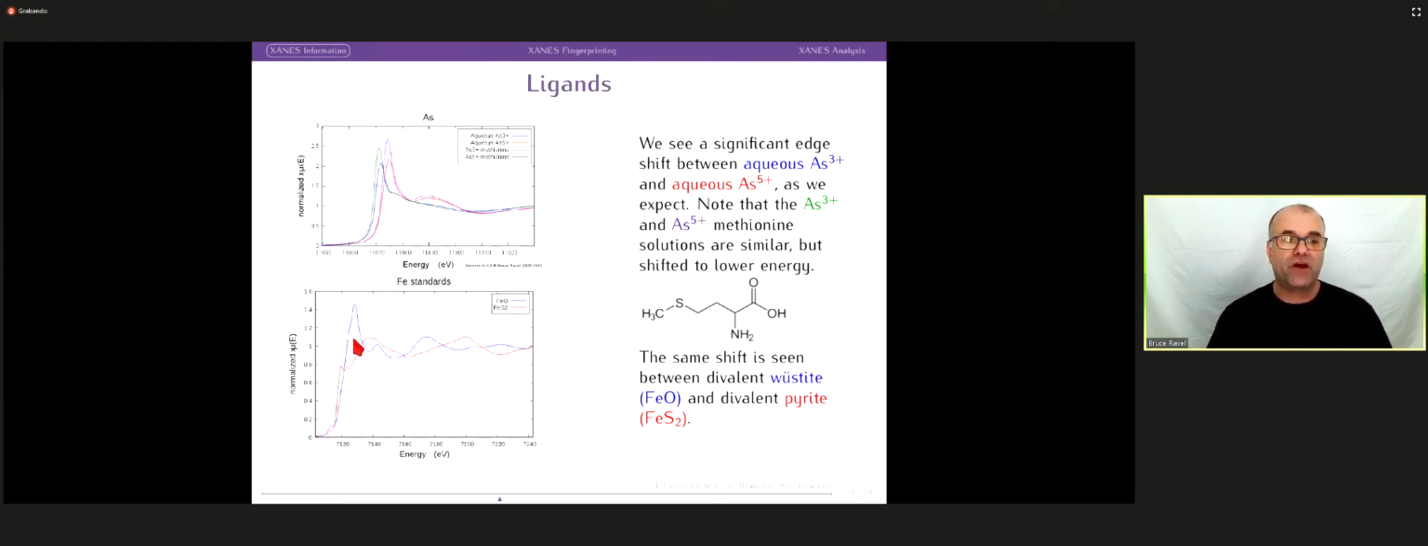Here is a similar example for iron. You see the difference between iron 2+ that is oxygen bound, that's just wurtzite, and this is pyrite, iron pyrite, fool's gold, also iron 2+ but bound to sulfur. And you see that there's a shift in the edge energy and huge differences in the structure of the wiggles above the edge. So again, you can often tell things at a glance in an XAFS spectrum, but to really get the complete picture, you might need to bring some more knowledge to the measurement that you're making.